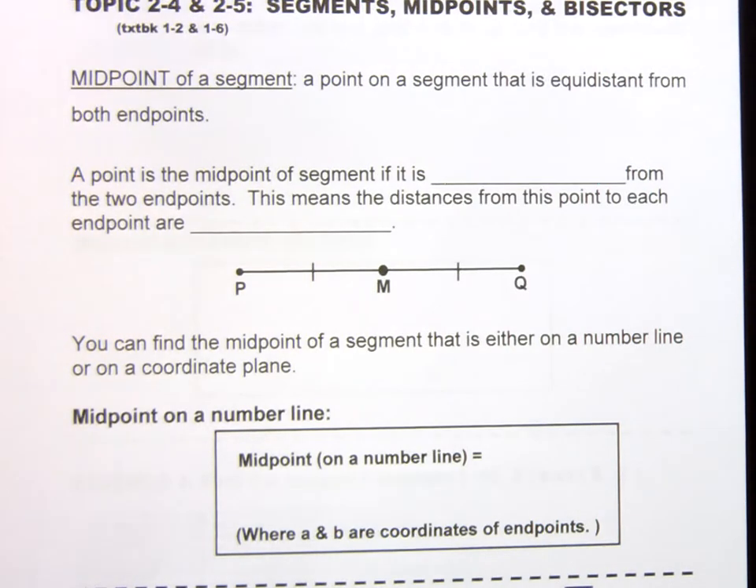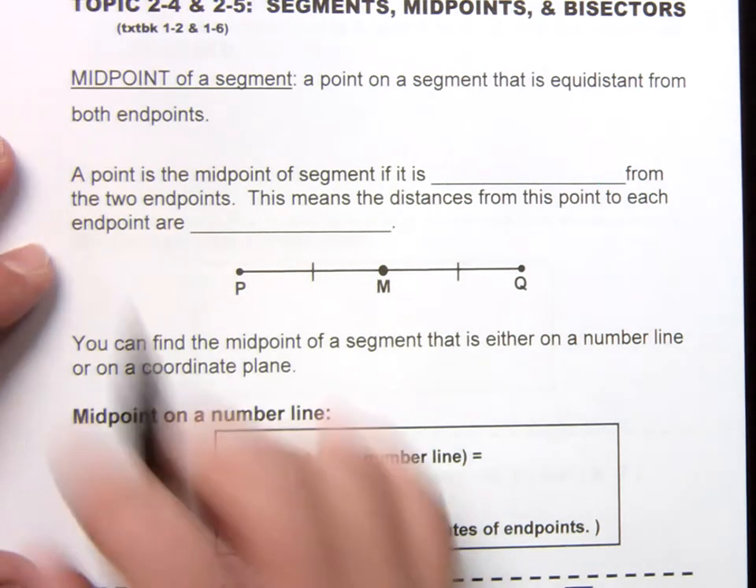All right, we're looking at lesson 2425, dealing with segments, midpoints, and bisectors. We'll start with the midpoint of a segment. The midpoint of a segment is a point on a segment that is equidistant from both endpoints. And if you haven't heard the word equidistant, it is what it kind of sounds like, an equal distance. So a point on a segment that is an equal distance from both endpoints.